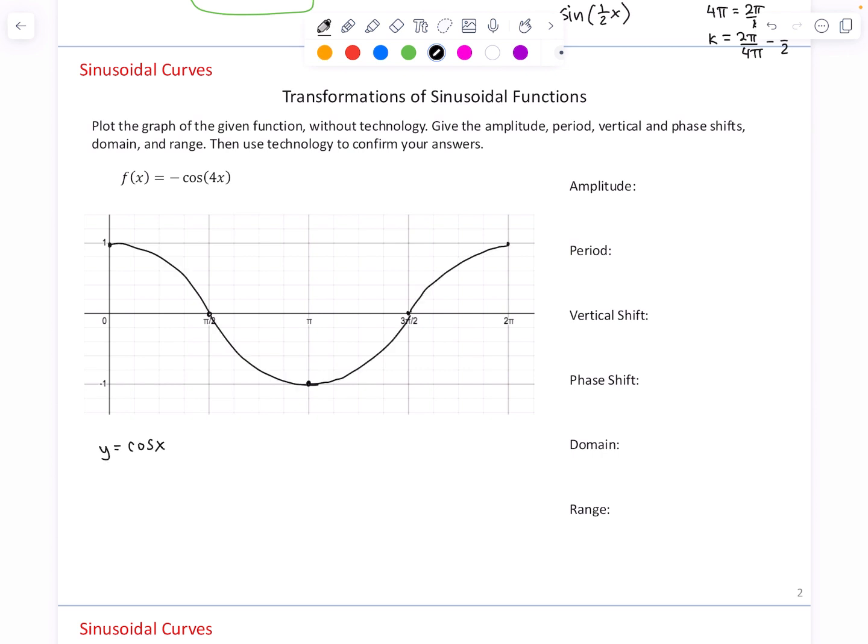I'm going to do one transformation at a time. Let's first focus on the effect of this minus sign. Multiplying a function by negative has the effect of reflecting across the x-axis. So y equals negative cosine of x will be in red, and will look like this. Now the next change is we have a 4 in front of the x inside the argument. So x is being changed to 4x, and this is a horizontal stretch.